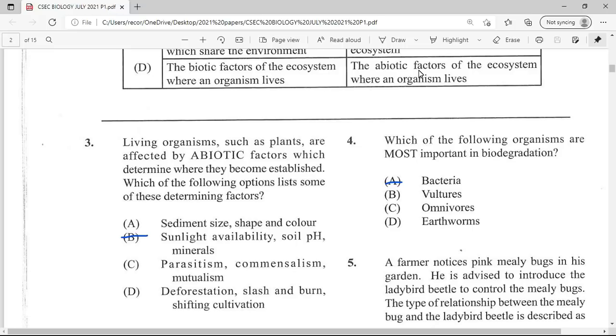So for me, I am going to be going with B. You can tell me in the comments what you think.